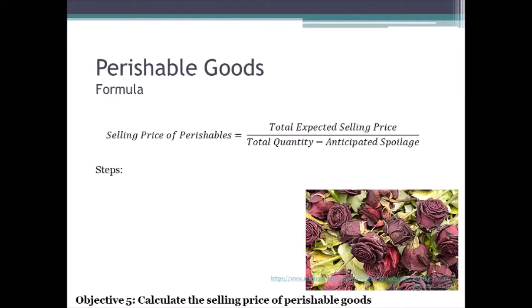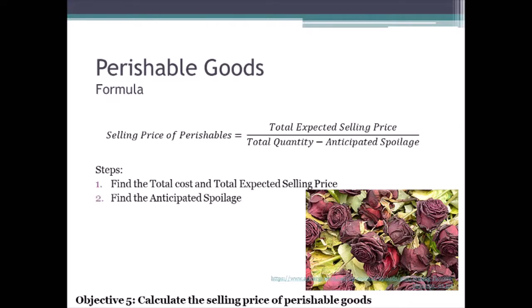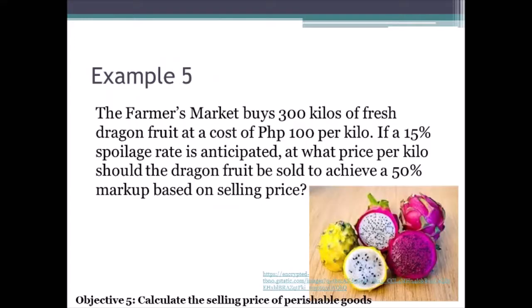To use this formula, we will observe the following steps. First, we need to find the total cost and the total expected selling price. Next, find the anticipated spoilage. Then we can now use the formula to calculate the selling price of the perishables. Example 5. The farmer's market buys 300 kilos of fresh dragon fruit at a cost of 100 pesos per kilo. If a 15% spoilage rate is anticipated, at what price per kilo should the dragon fruit be sold to achieve a 50% markup based on selling price?